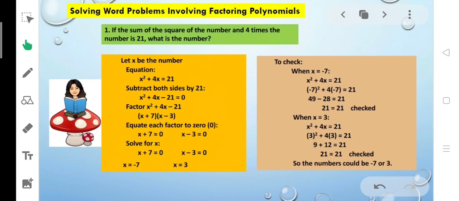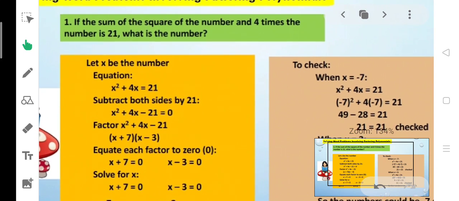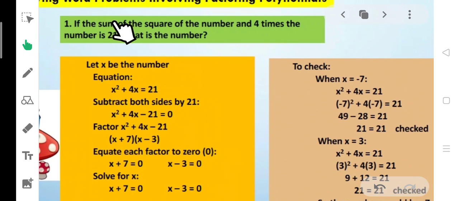Now let us have an application problem. Number 1: if the sum of the square of a number and 4 times the number is 21, what is the number? Take note, the square of the number and 4 times the number is 21.